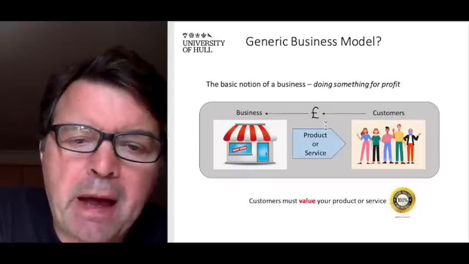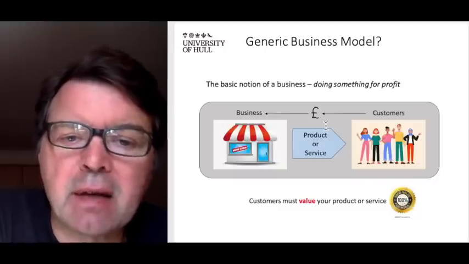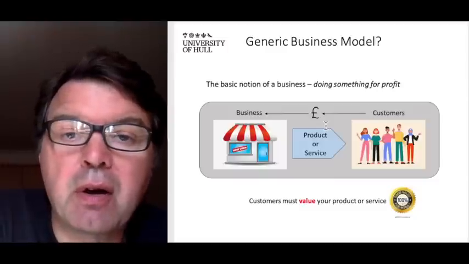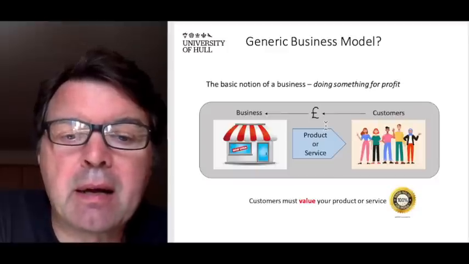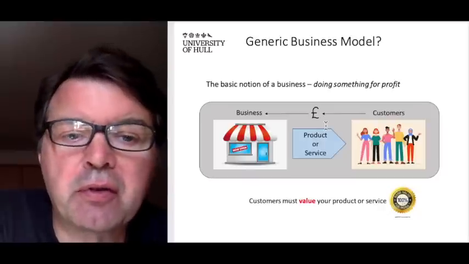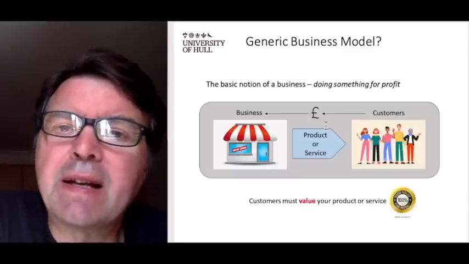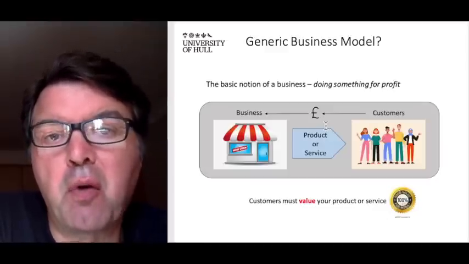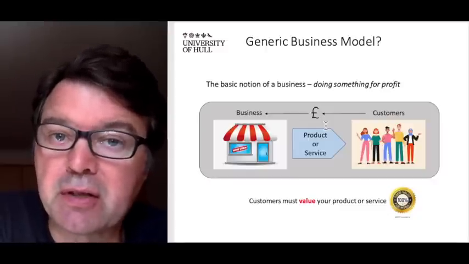I think at the heart of all businesses is this idea that you have a business, whether it's a small business or quite a large business unit. That business will be delivering a product or a service to a group of customers. That's the basic fundamental nature of any sort of business: the basic notion of doing something for profit, whether it's making products that you can sell or delivering some kind of service.